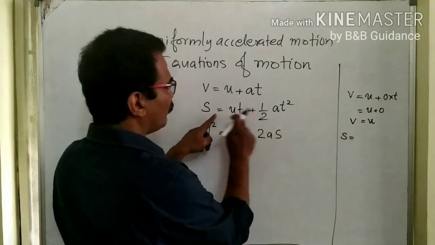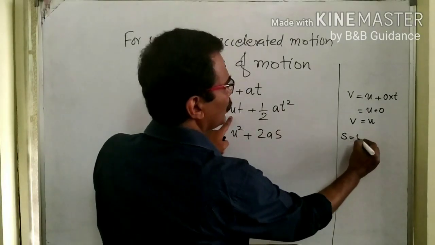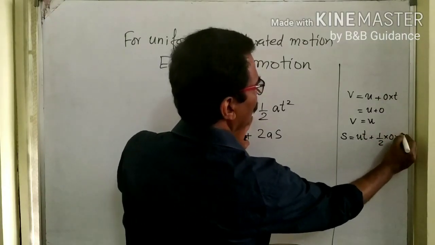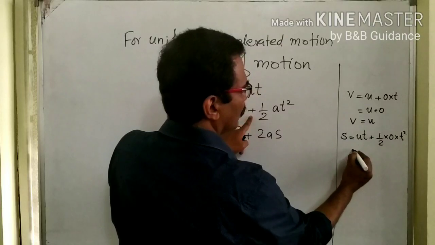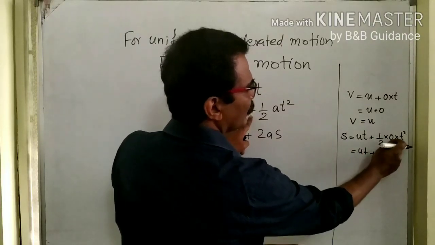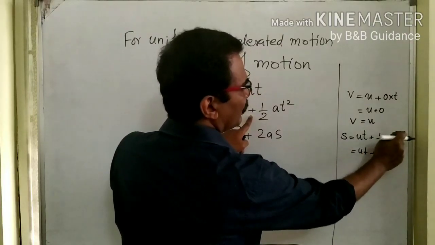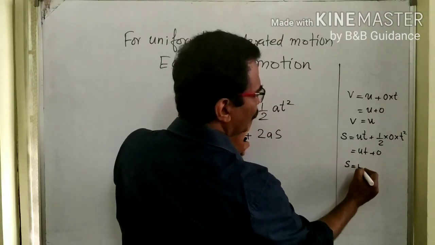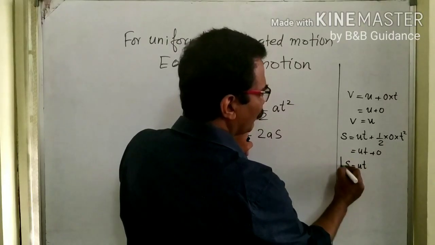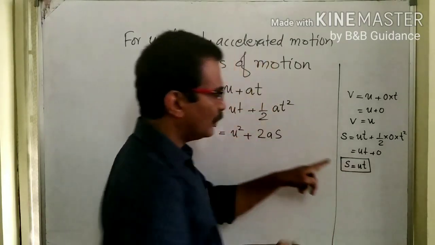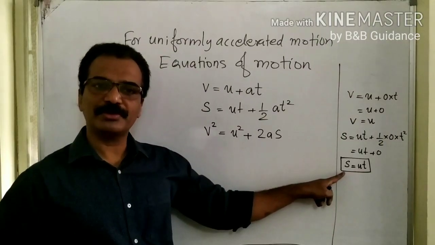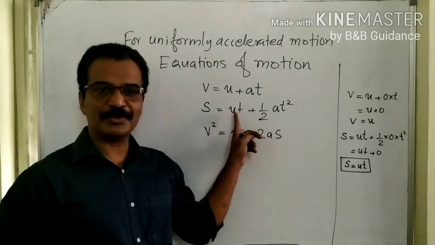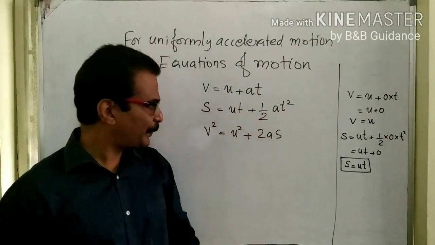Well, this formula becomes S is equal to U T plus half into 0 T squared. That means half into 0, 0 only, this term becomes 0. So finally S is equal to ut. This formula we will use in uniform motion when body moves with the uniform velocity. When body moves with the uniform acceleration, this is the formula, okay?